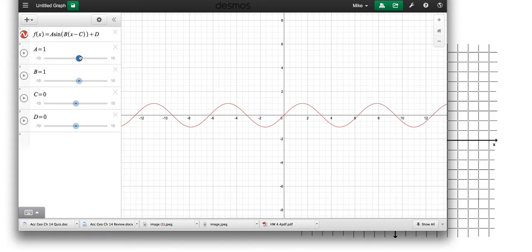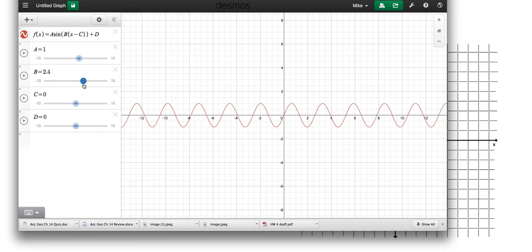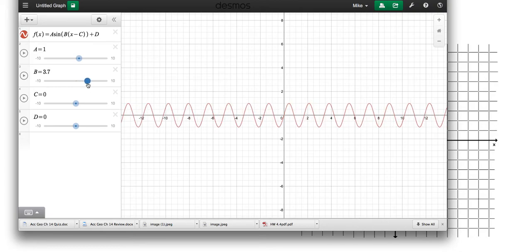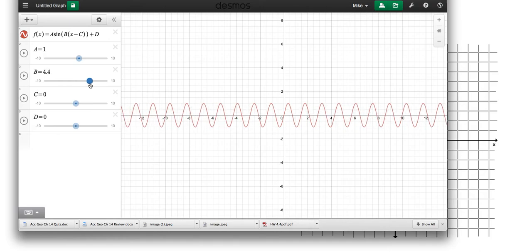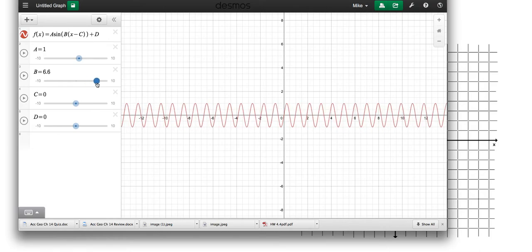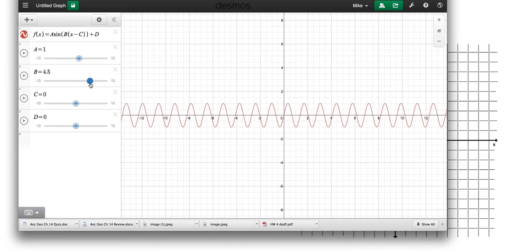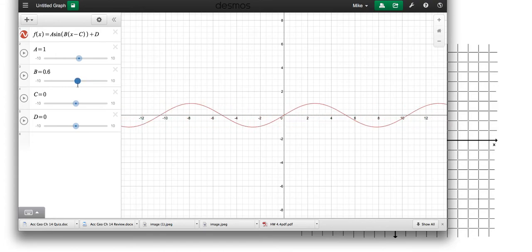Okay. Now we said b is what's going to influence the period. So the period is equal to 2 pi divided by b. So as I increase b, I'm increasing the denominator. As I increase the denominator, my period decreases. And as the period decreases, then the waves get more and more frequent. So as my period decreases, the wave frequency increases. You may remember that from a physics class. This looks like sound waves. Okay, and as b decreases, we find out that the wavelength increases right here. It becomes less and less and less frequent.